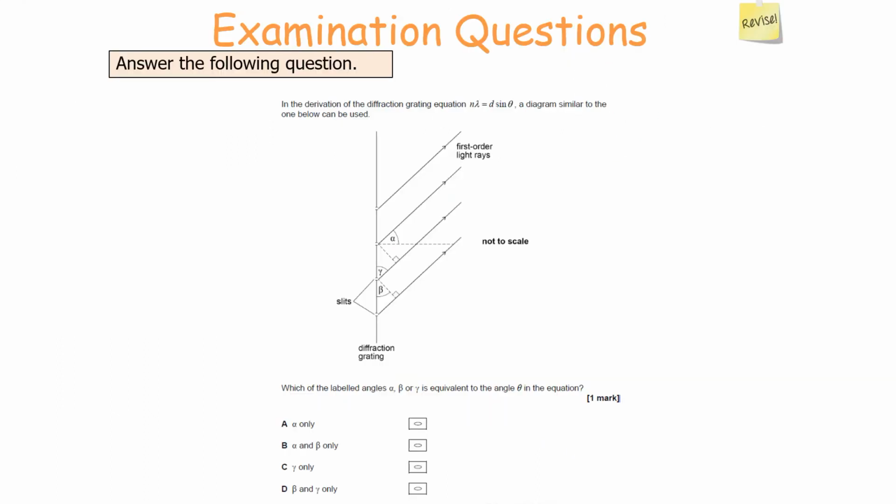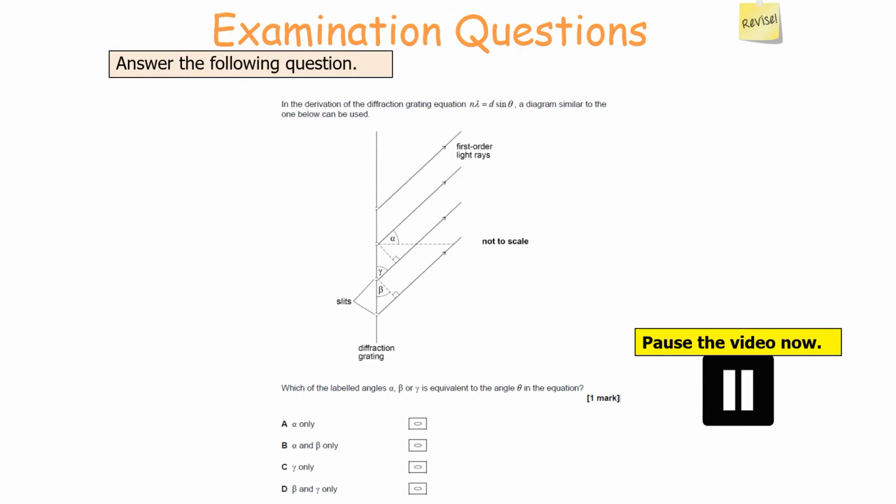So let's look at the following question. In the derivation of the diffraction grating equation n lambda equals d sine theta, a diagram similar to the one below can be used. Which of the labelled angles alpha, beta or gamma is equivalent to the angle theta in the equation? So pause the video now, then unpause the video when you want to go through your answer.